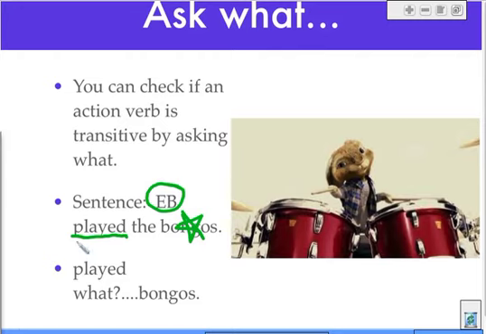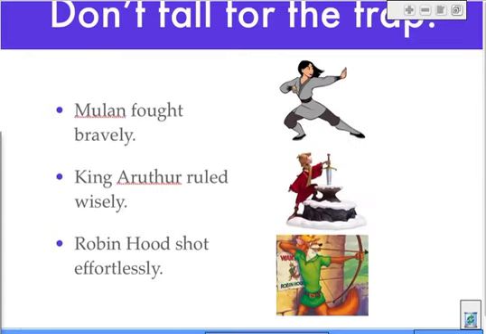For example, we always do the sentence, Petey kicked the ball. Kicked what? The ball, because the ball receives that kick. Okay? Now, does that mean that all action verbs are transitive? Well, you might fall into the trap. Mulan fought bravely. Fought is an action verb, right? Fought what? Bravely. No.